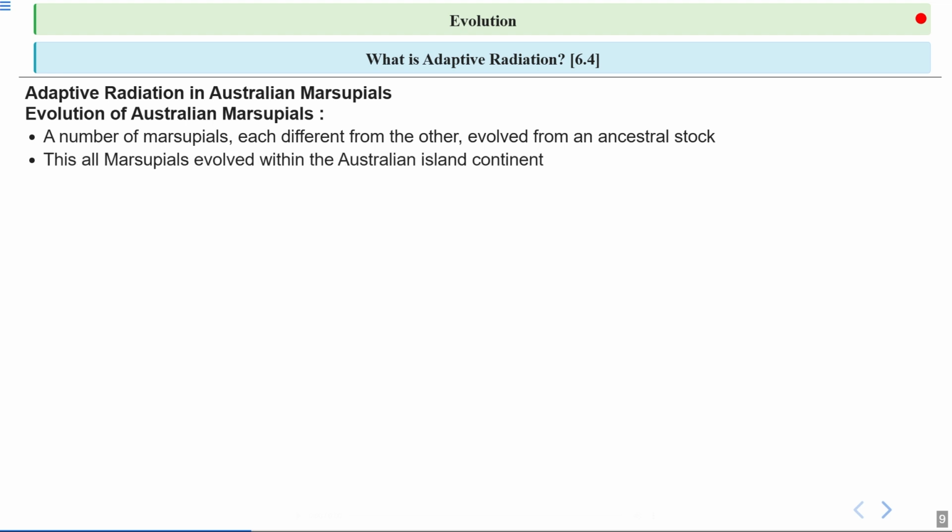Now all of these marsupials evolved within the Australian island continent. Australia is an isolated area, so this demonstrates the role of geographical isolation in the evolution of the marsupials. This also represents adaptive radiation, and there is a question in your textbook, question number 8, which is related to this topic. Adaptive radiation is a key concept in understanding how species diversify and adapt to new environments.